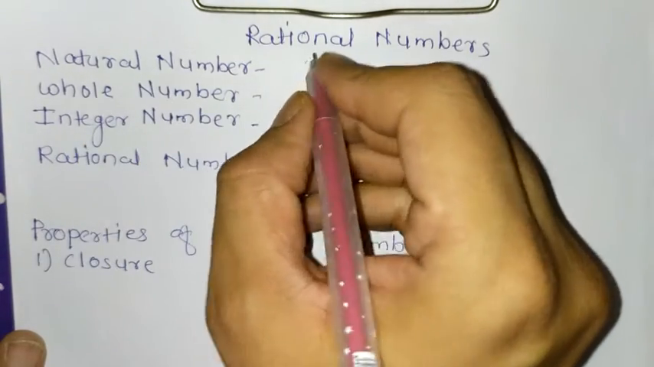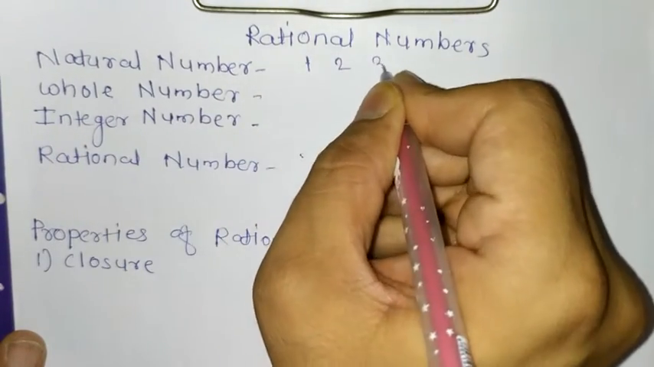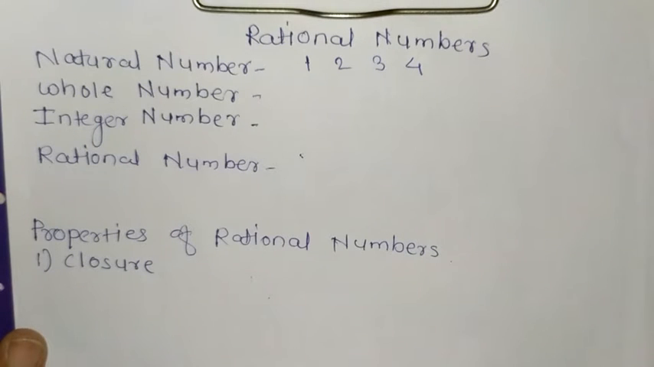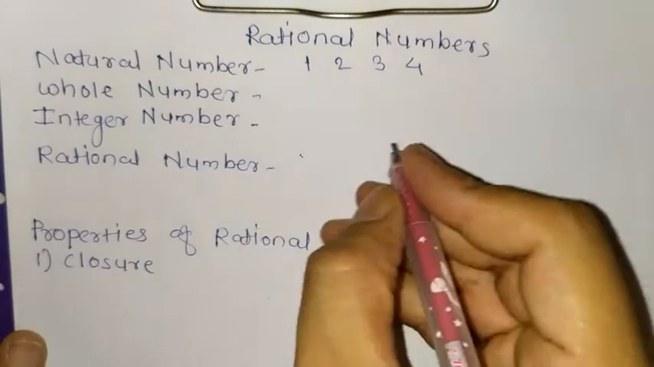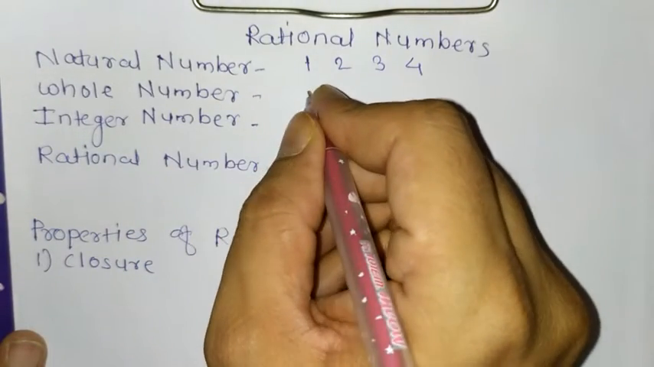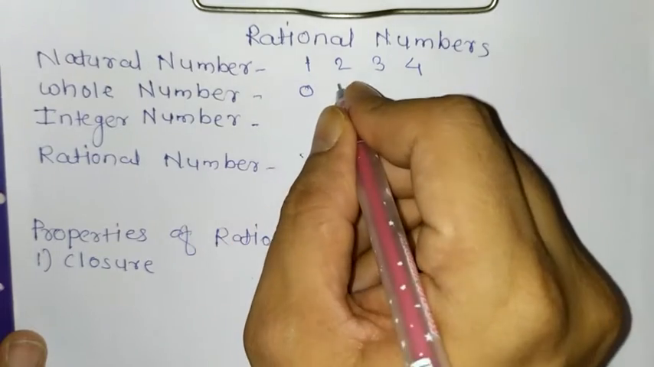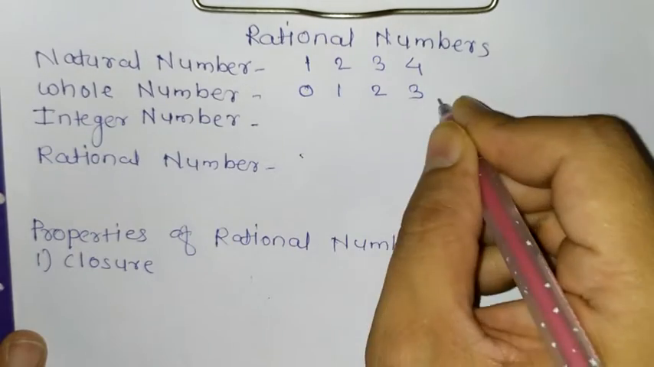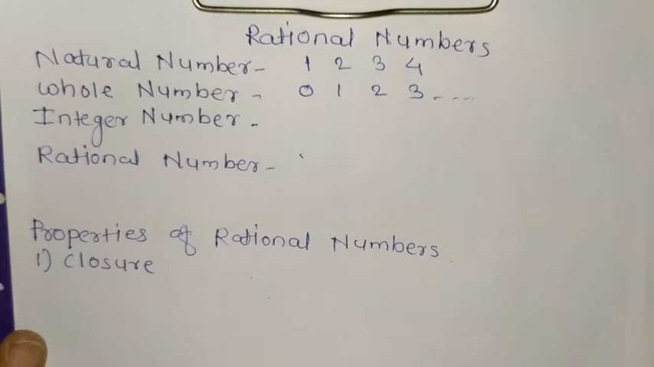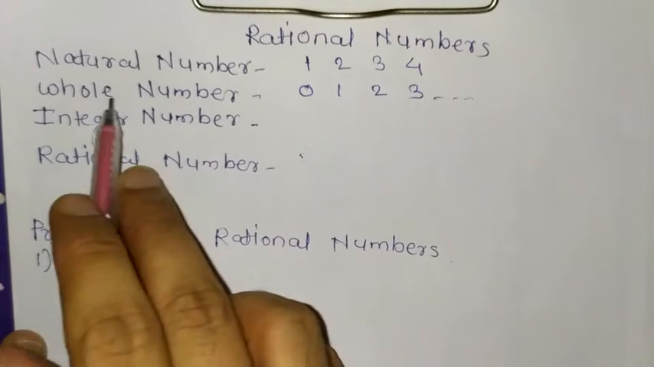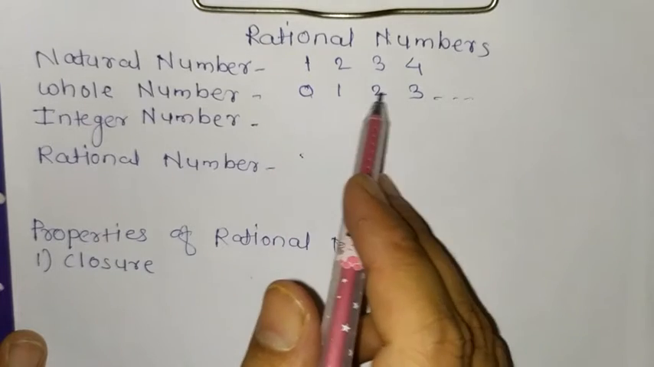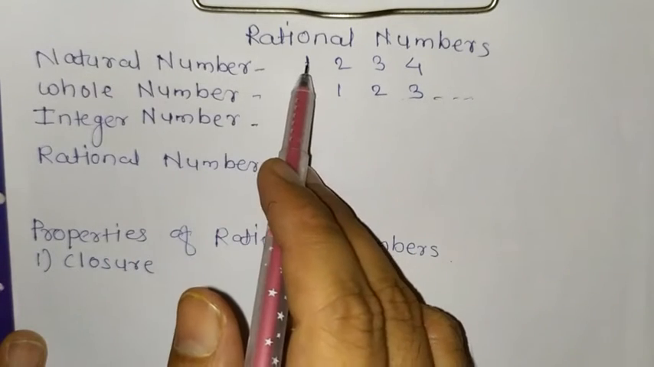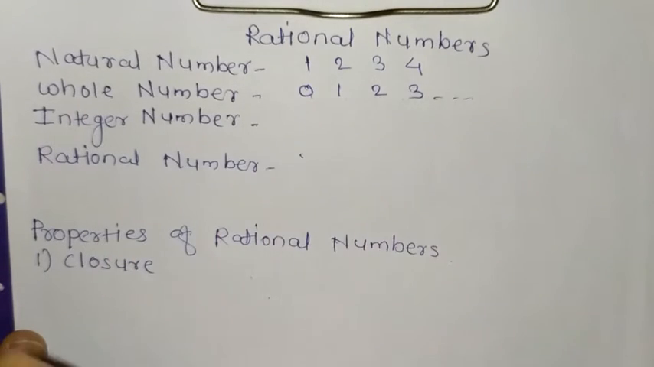The natural numbers are like 1, 2, 3, 4. These are the natural numbers, and as you know, they are particularly used for counting purposes. Then whole numbers. Whole numbers include all numbers starting with 0. As the name is whole, we have whole numbers starting with 0, 1, 2, 3 and so on. In natural numbers we don't have the 0: 1, 2, 3, 4, and so on.